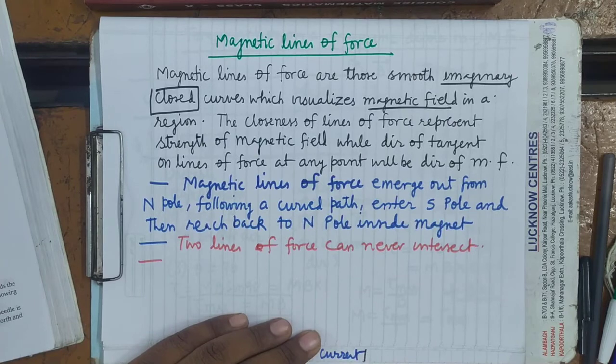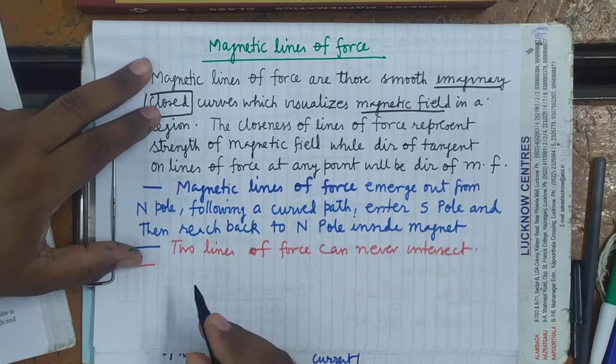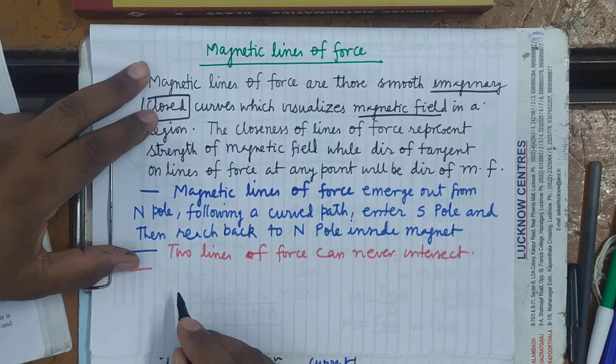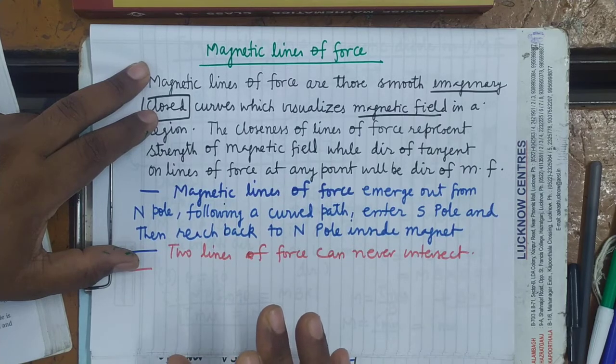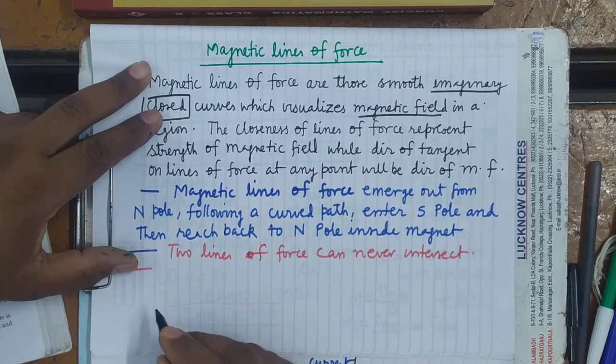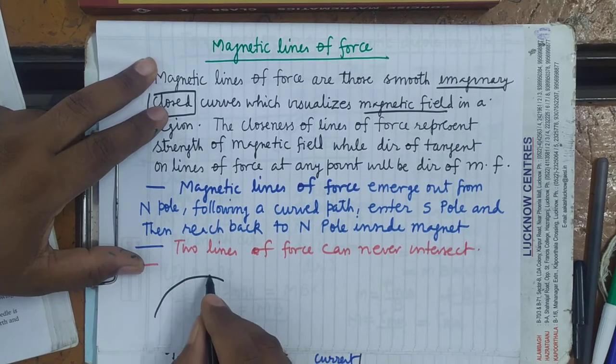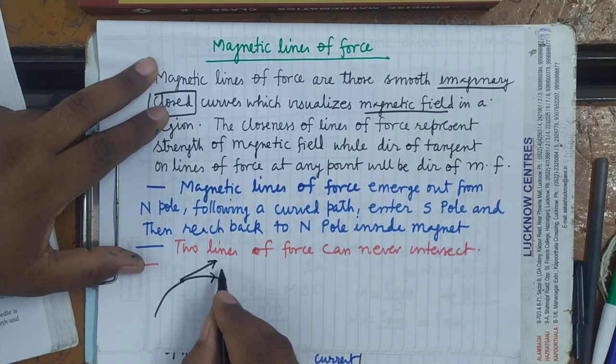The closeness of lines of force represents the strength of the magnetic field. Means if the lines of force are closer in a region, if they are nearer to each other, then there will be a stronger magnetic field. If they are farther apart, then there will be a weaker magnetic field. Then the direction of the tangent at any point on the magnetic line of force will give the direction of the magnetic field.